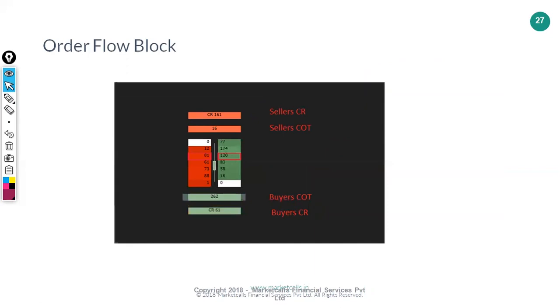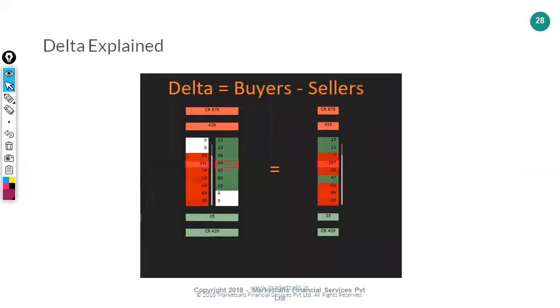Again, order flow blocks, we already learned this. Seller COT, seller CR, buyer COT at the bottom. You can also have a delta representation. The delta representation is nothing but the total buyers minus sellers. If you see this, it will be 13 minus 0. Again, that number will be plotted over here.